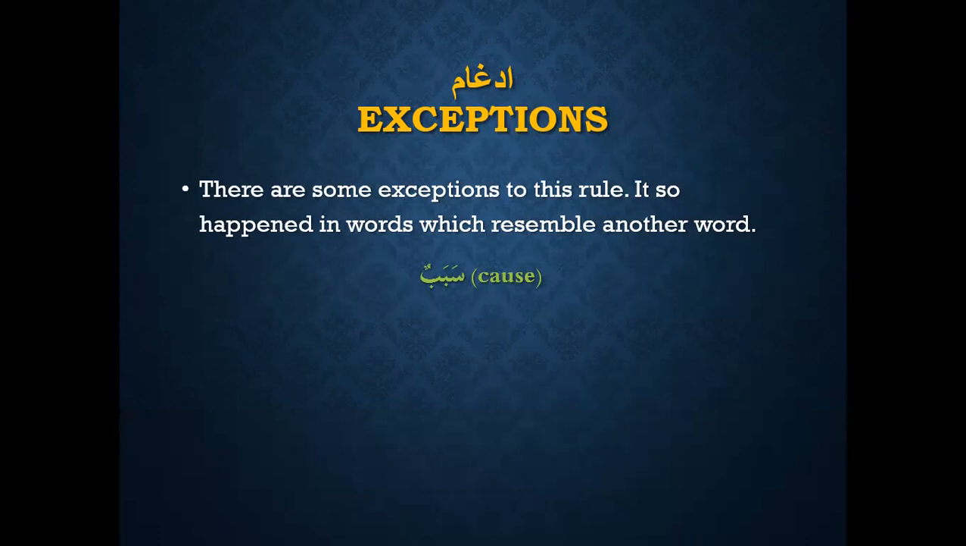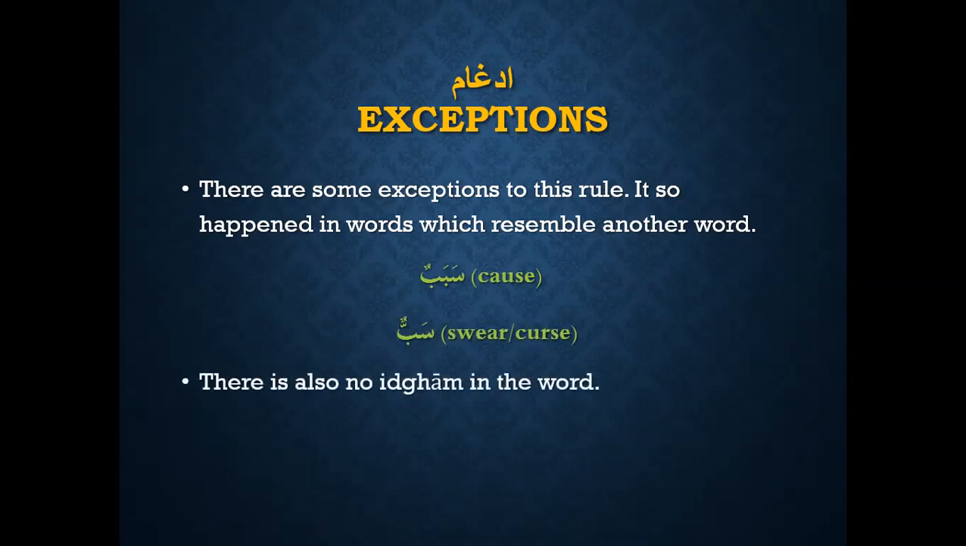Because sabbun on its own is another word in Arabic, which means to scold, to tell off, to swear. So sabbun is already there. That's why for sabab, they say you cannot merge this ba into another ba to make it sabbun. Otherwise, it would be sabbun. That's another word already there. So that's why you have to keep sabab as sabab. So you cannot do idgham here. So this is an exception to the rule.